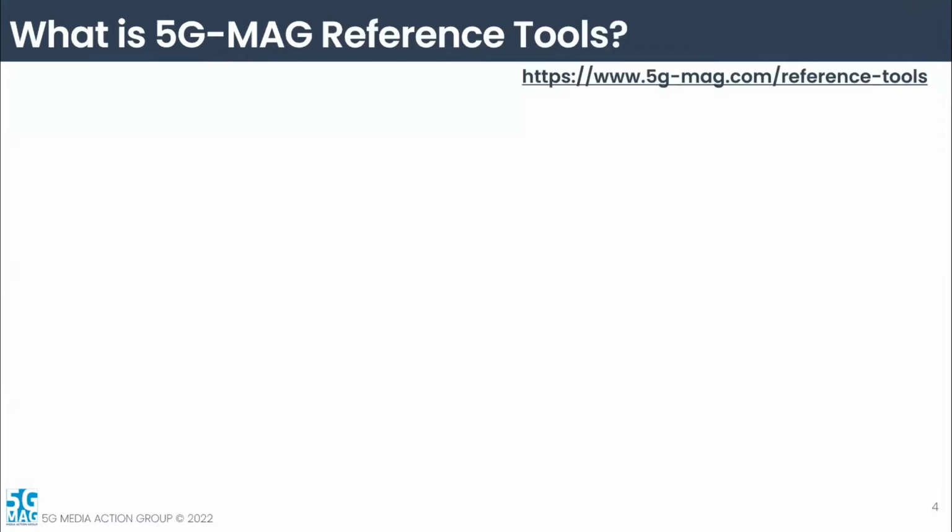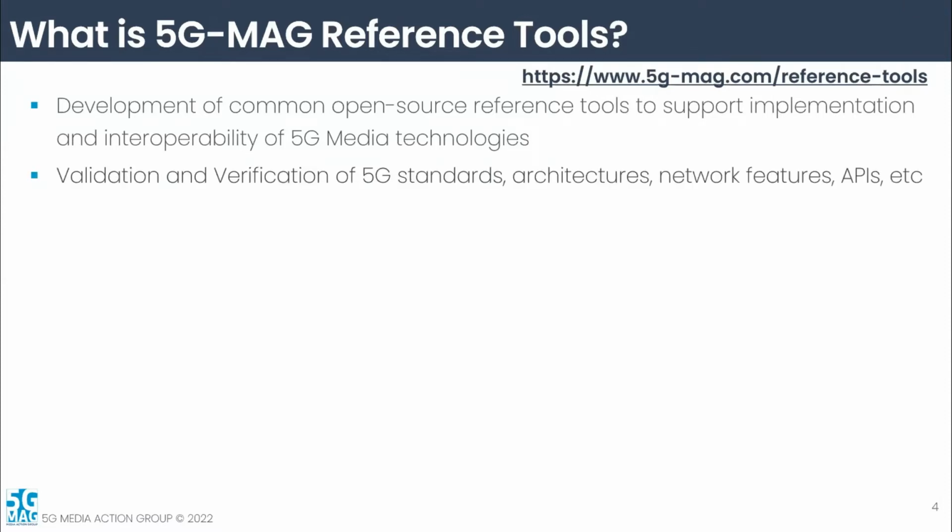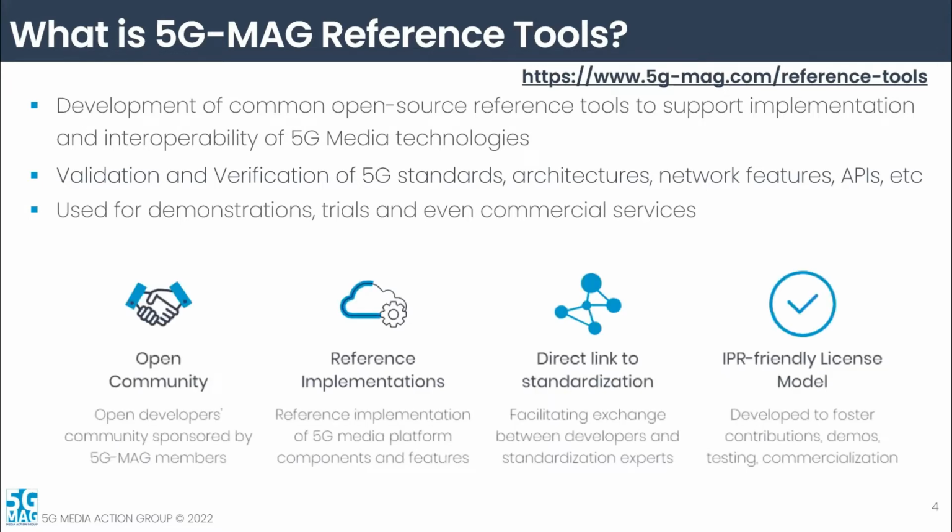So what are the 5G-MAG reference tools about? It's the development of common open source reference tools. The idea is to support the implementation and the interoperability of 5G media technologies. It's also about the validation and verification of 5G standards, architectures, network features, APIs, and so on. We are using it currently for demonstrations and trials, and the idea is to have even commercial services somehow. The main topics are the open community, the reference implementations, the direct link to standardization, and an IPR-friendly license model. And I will come to all of that in a minute.